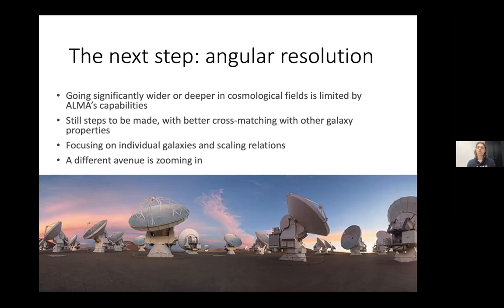The samples that we're looking into here are not very small, and you could do targeted samples. We already know that going much deeper will just give you a handful of objects. So you may want to follow up many individual galaxies, do better cross-matching with other galaxy properties, so you can really focus on individual galaxies and their scaling relations. But a different avenue is actually really zooming into these galaxies.